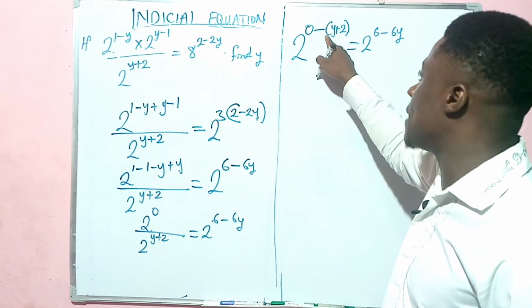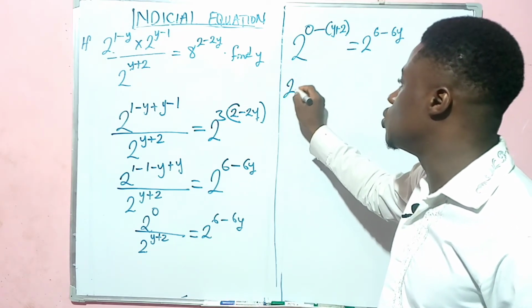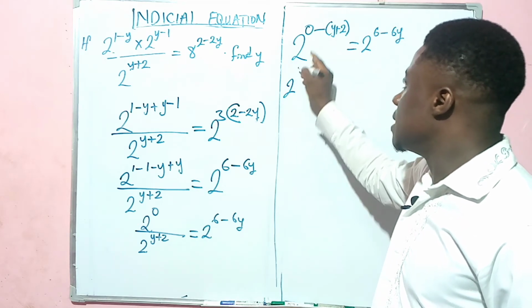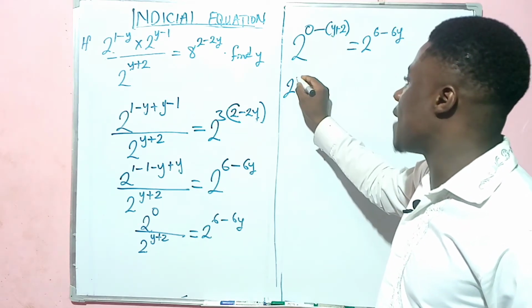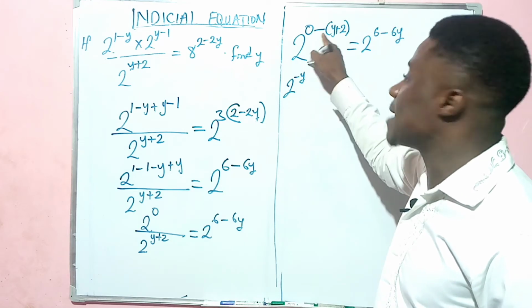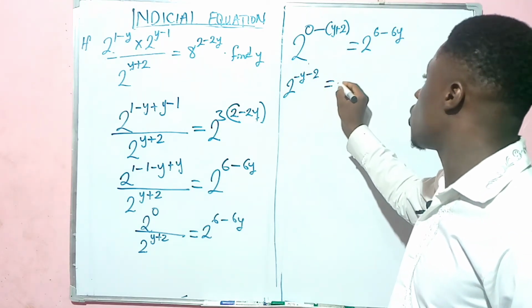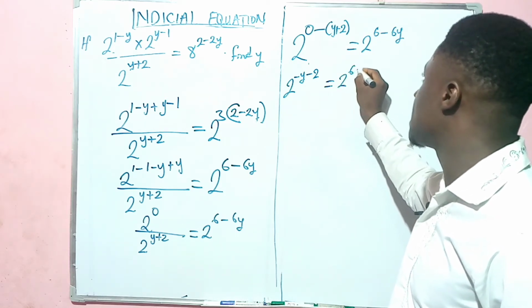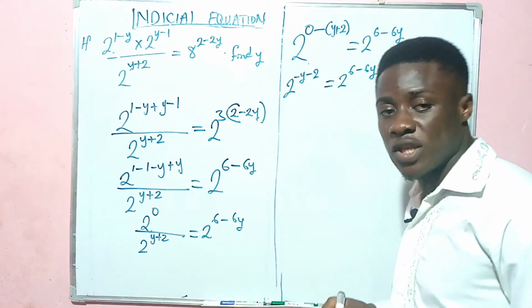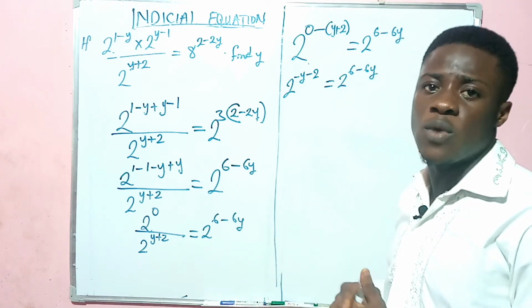So when I open this bracket, I will be having 2 raised to power minus times y, I'm having minus y. Then minus times plus 2, I'm having minus 2. Equals 2 raised to power 6 minus 6y. So this is an equation.